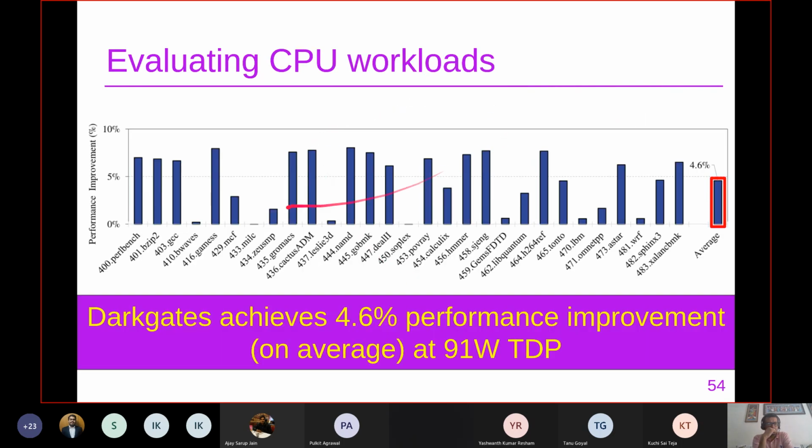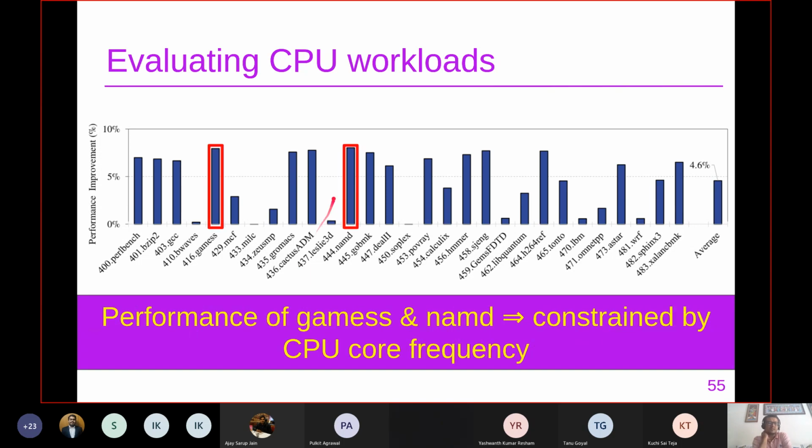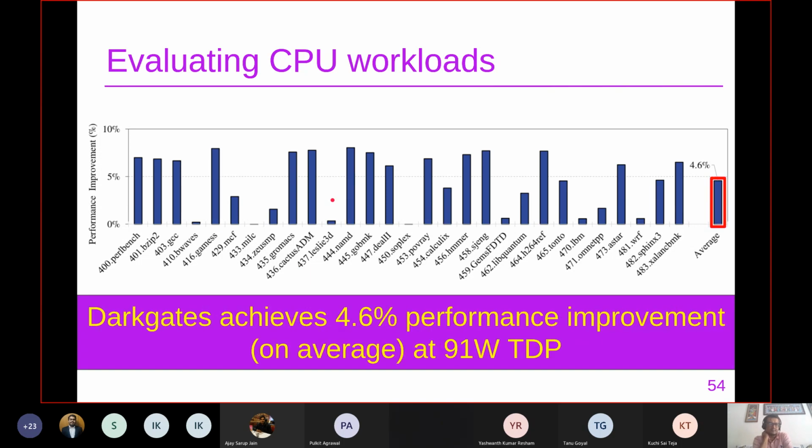So just getting into the evaluation part, you can see that on average a 4.6% performance improvement is achieved at a 91 watt TDP limit by DarkGates over the baseline, wherein there is bypassing and we support only C7 states. And this is on a real system, right? Real system, Intel Skylake, yes. Real system, and they mention that their results are very significant because they have done everything in real systems.